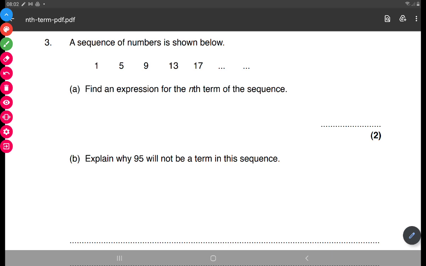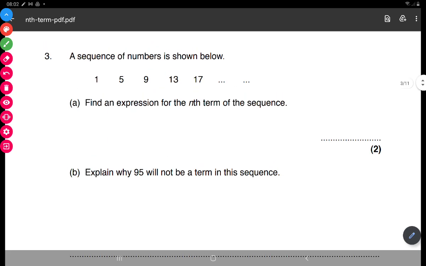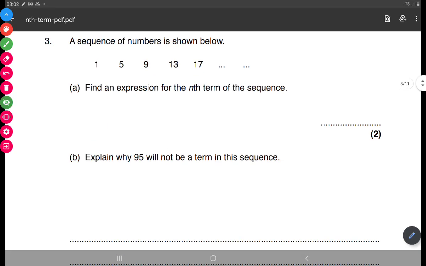Step 1. Find an expression for the nth term. Find what the numbers are increasing by each time. So here, the numbers are going up by 4. So, 4n.